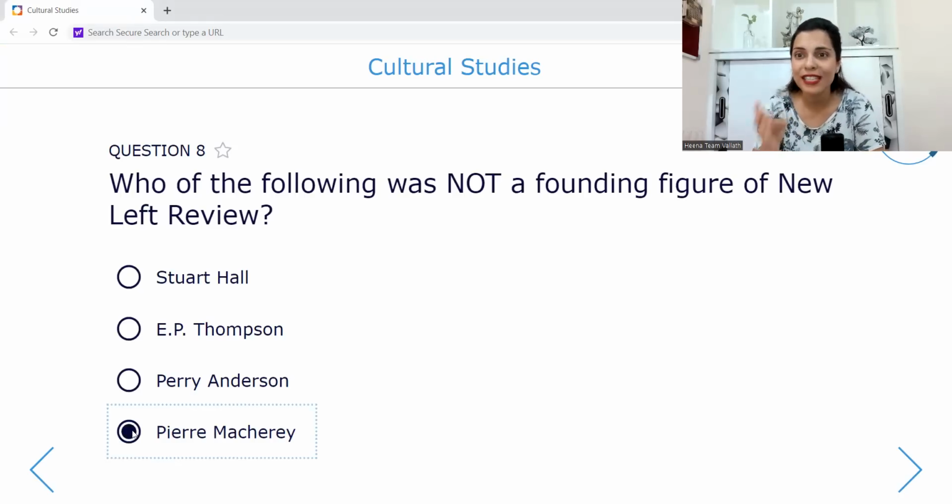Stuart Hall was the first editor-in-chief of New Left Review, followed by Perry Anderson. He was the second editor-in-chief of New Left Review. And E.P. Thompson was the founding figure of New Left Review. New Left Review Journal was actually an amalgamation of two previous journals. So two previous journals combined to form New Left Review.